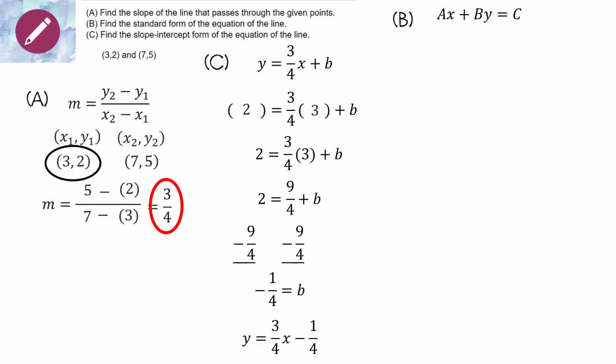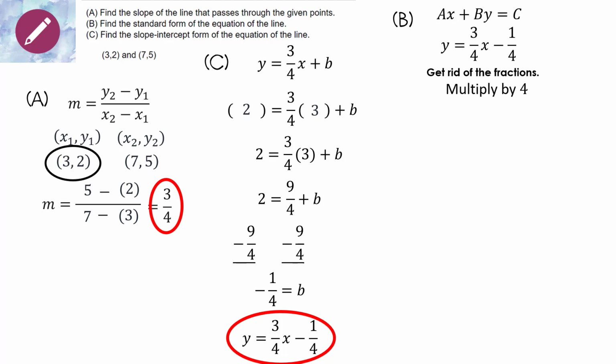Let's go back and do B. B asks us to find the standard form. The standard form is ax plus by equals c. We're going to use the slope-intercept form. We're going to multiply everything by 4. 4 times y is 4y. 4 times 3/4 x is 3x. And 4 times 1/4 is 1. So that gives us 4y equals 3x minus 1.